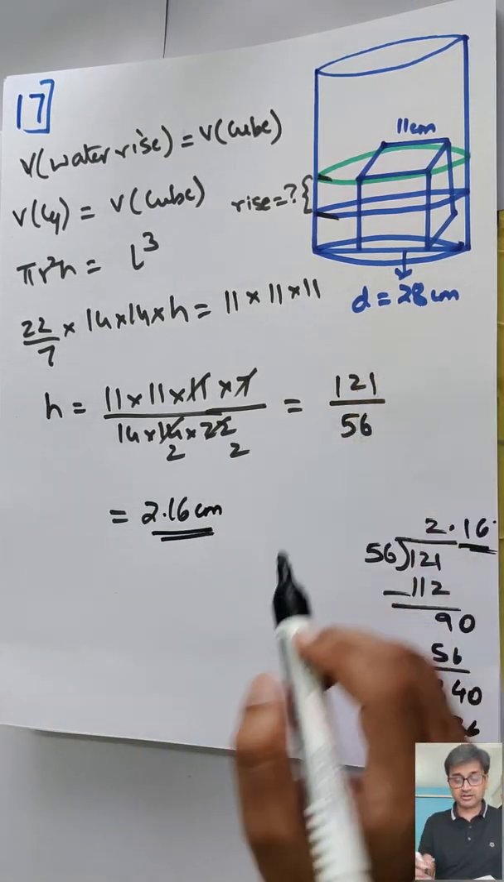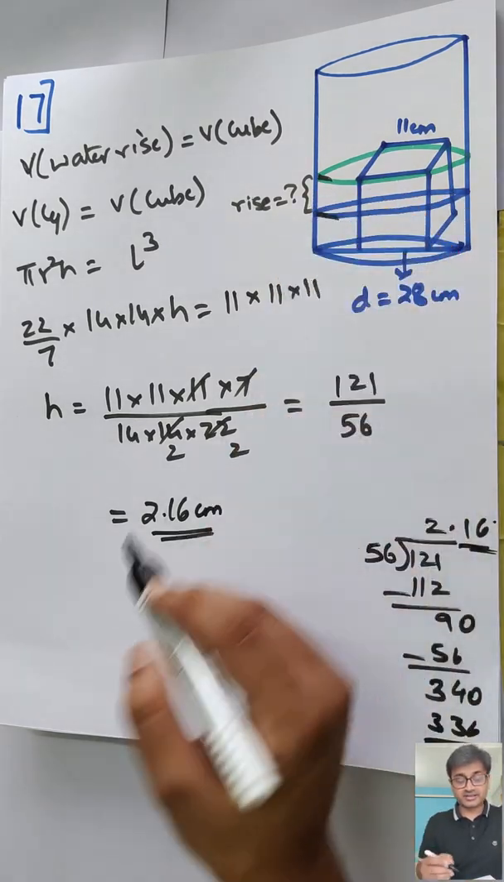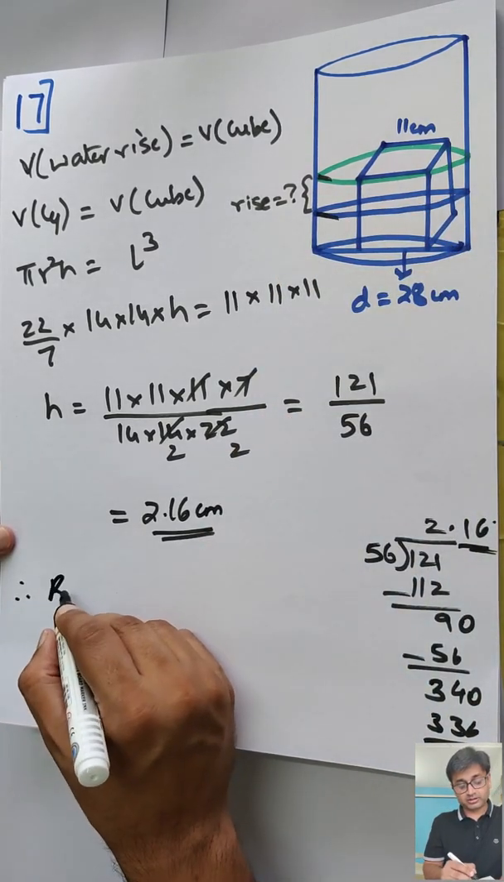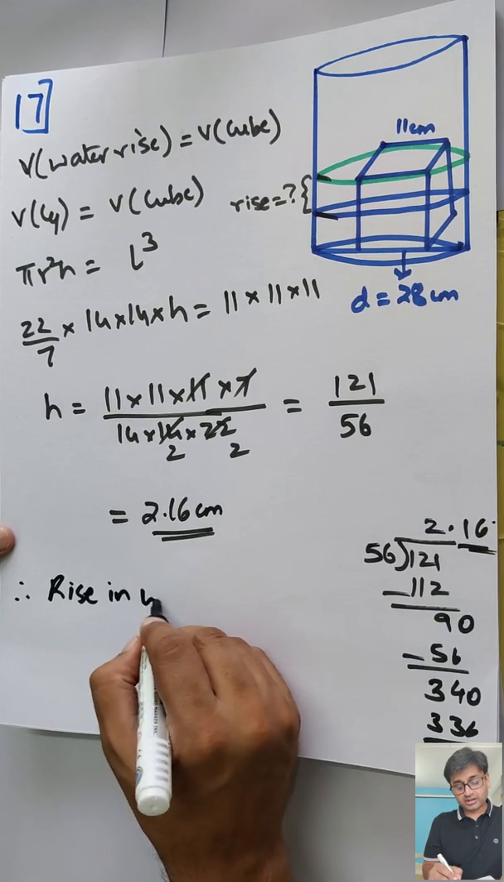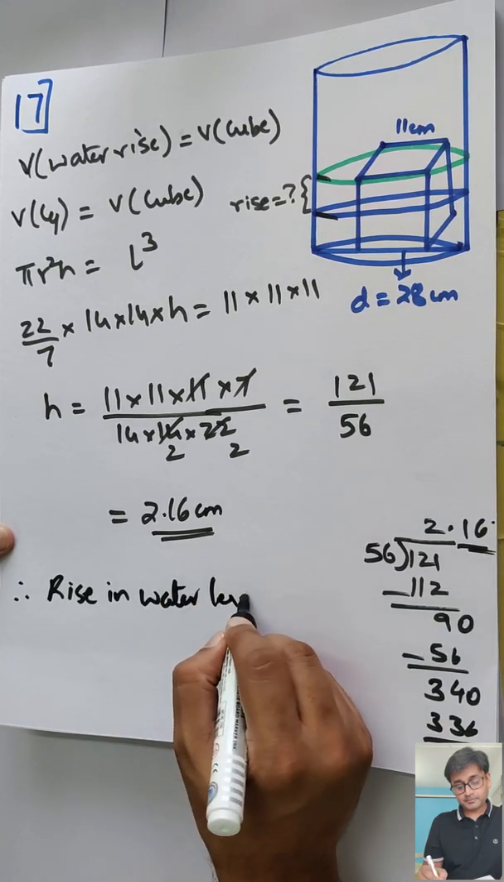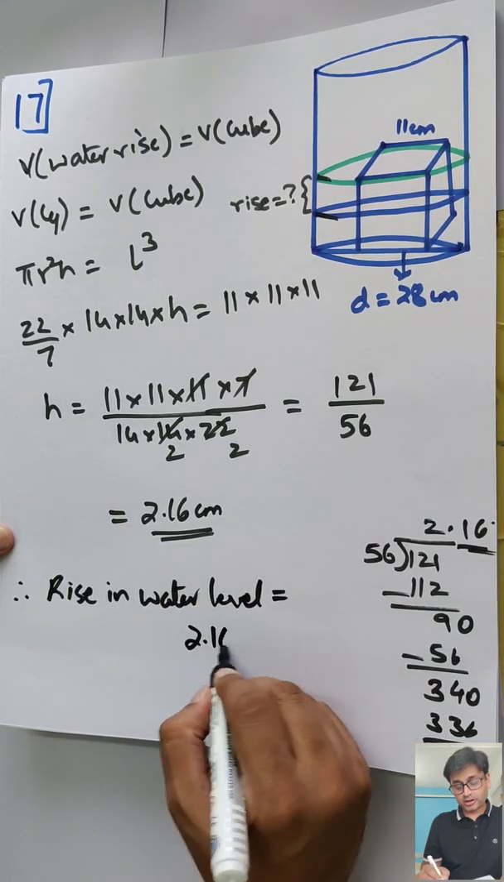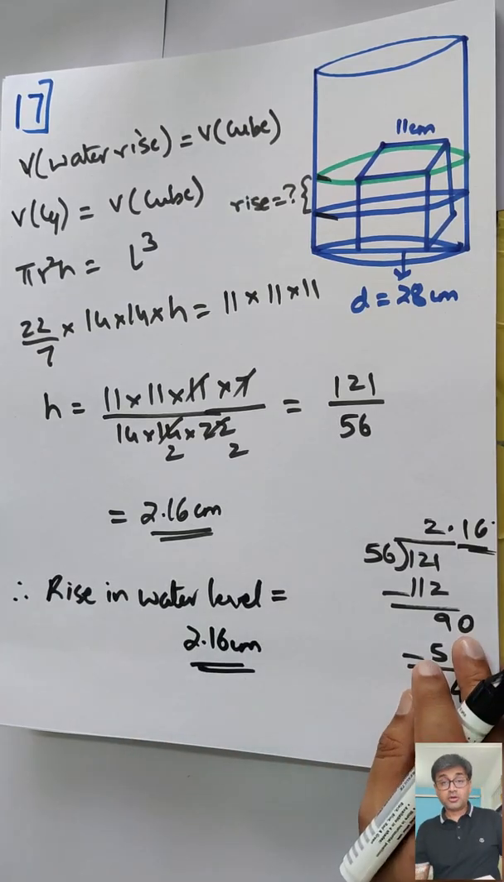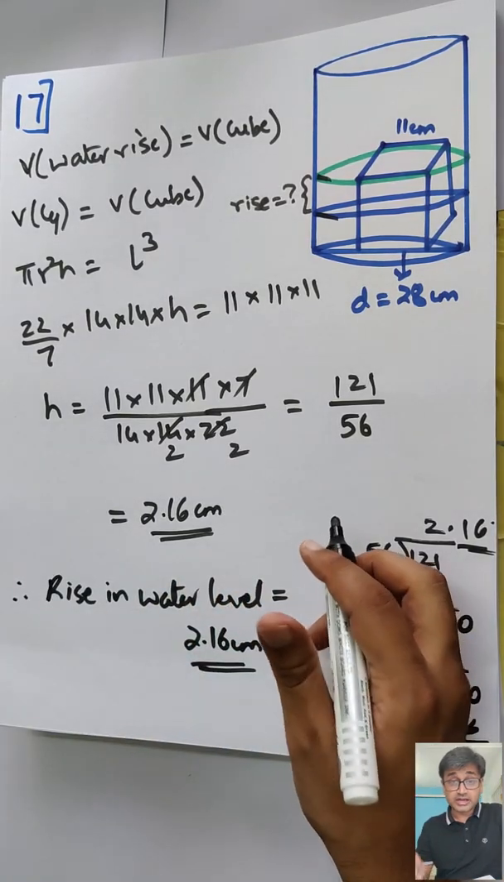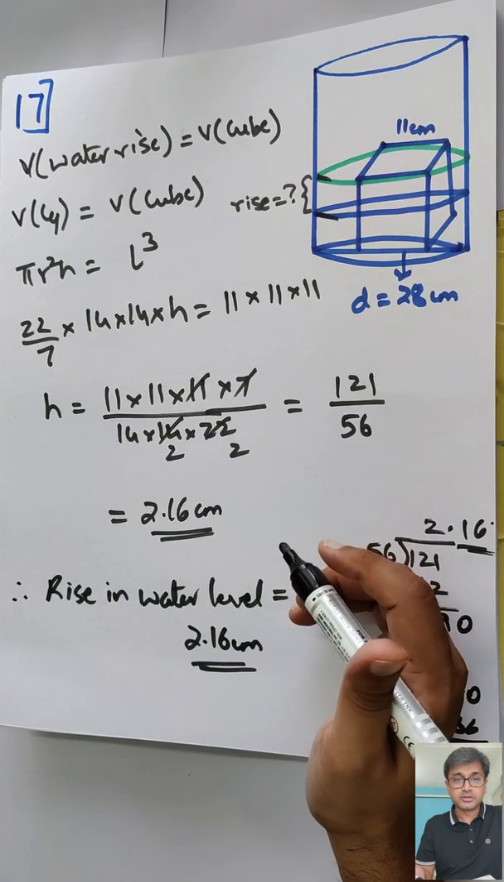Centimeters or meters? Centimeters. So therefore height of the rise in the level of water. So you can say the rise in water level is equal to 2.16 centimeter. Very simple these type of questions are, and 100% in school prelims you will see them.